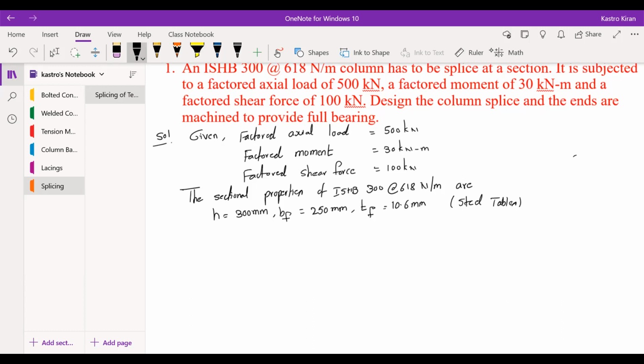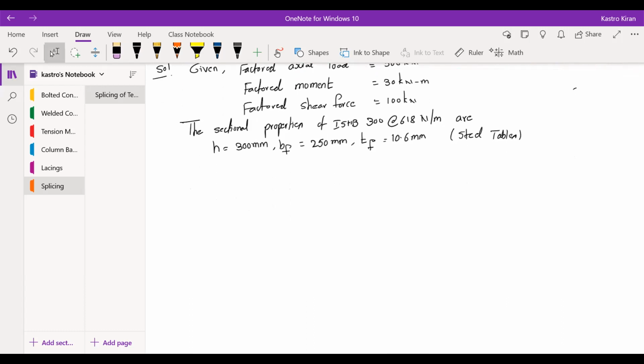Now let's solve the first step, that is the load transfer on each flange. So what is this load transfer on each flange? For one I section, you have two flanges.